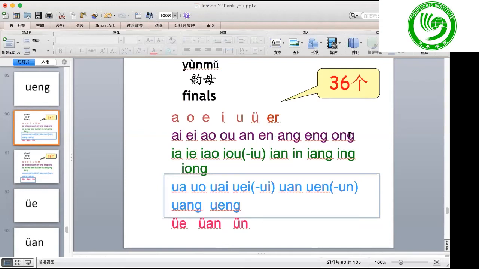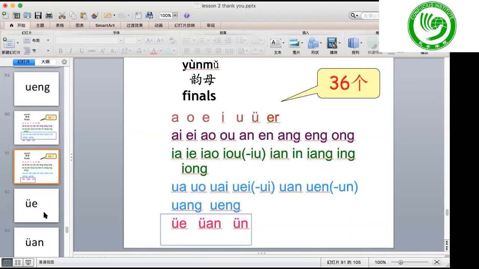Ong, remember, this is ong. Start with E, kind of easier, right? Yo. This is what we just learned. It is wa, you continue. And the last one, wong, wong, 很好.